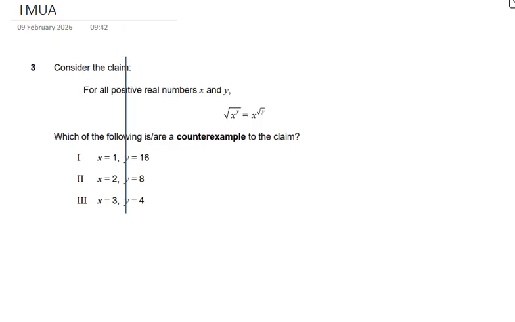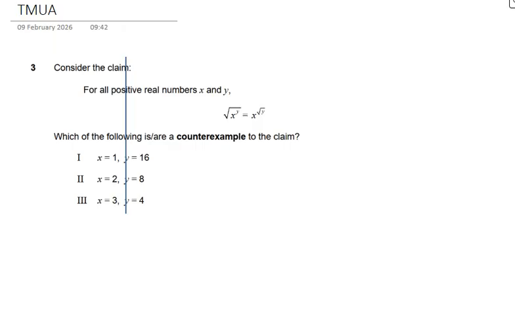A counterexample means a case where the statement is not true. So our job is very simple. Take each option and check both the sides. See if they are equal or not. If they are not equal, that option is a counterexample.